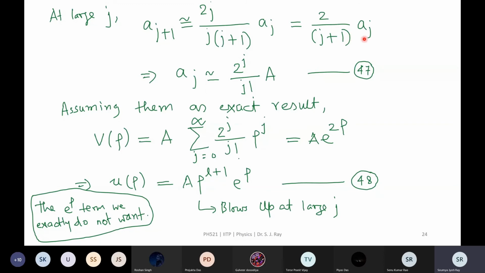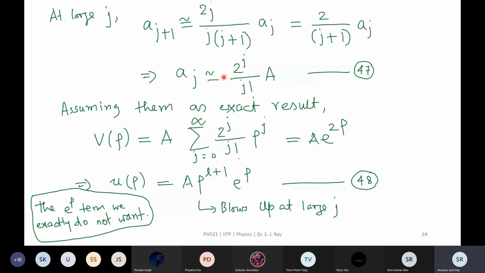In a very simple way, as I said that a0 is A, so I can write a j will be 2 to the power j divided by j factorial times A. You just practice at home, you will see how it comes. It is like a2 will be something times a1, a3 will be something times a2. So this 2 will be multiplied that many times. That is why this 2 to the power j is coming.